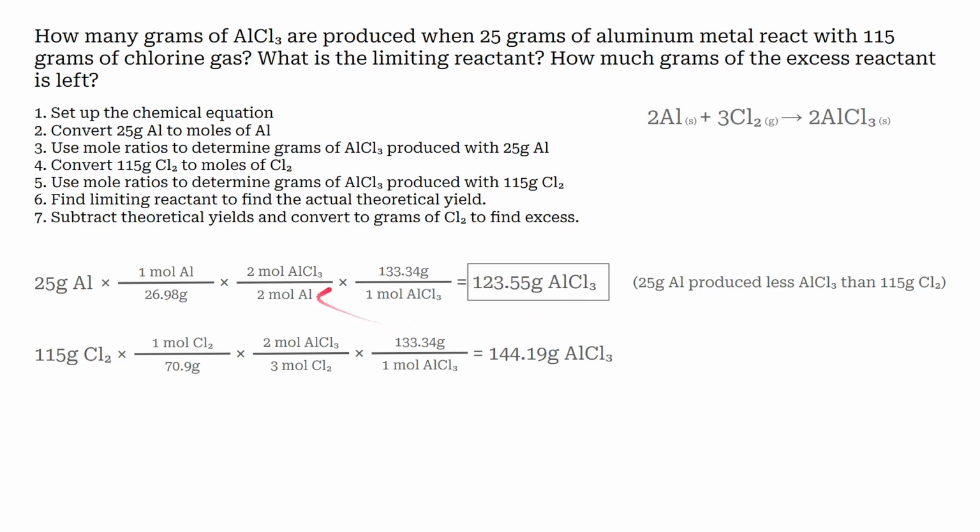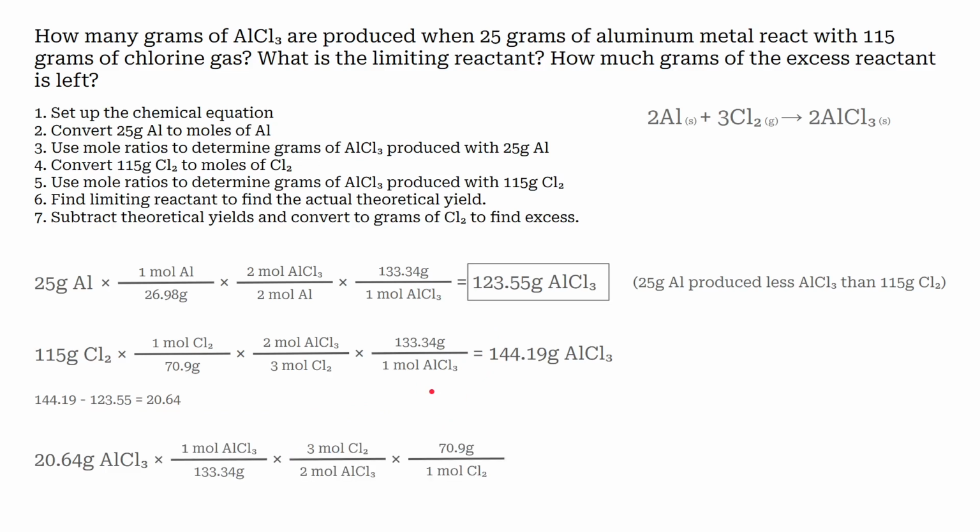Next, we must figure out how many grams of the excess reactant are left, so we subtract the theoretical yield of the limiting reactant from the theoretical yield of the excess reactant. The difference is 20.64, so we convert this many grams of aluminum chloride into grams of the excess reactant, which in this case is chlorine gas. So by converting 20.64 grams of aluminum chloride into moles, using mole ratios, and converting it back to grams of chlorine gas, we find out that 16.46 grams of chlorine gas would be left after the reaction.